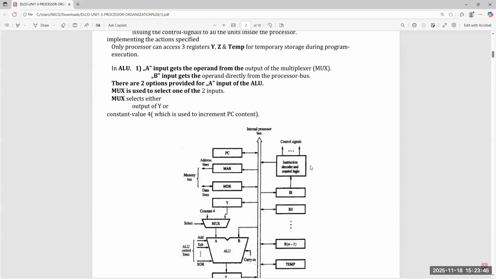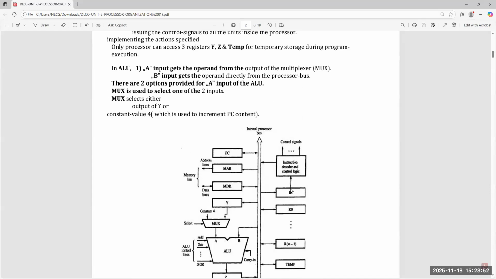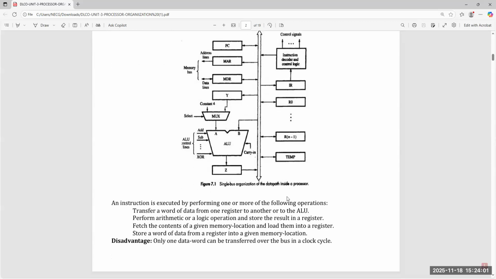Second point is B. B is another input, which is taken from the internal processor bus. Once the ALU receives the value A and the value B, it performs an operation, either addition, subtraction, multiplication, division, or logical operations. Whatever it may be, it performs.